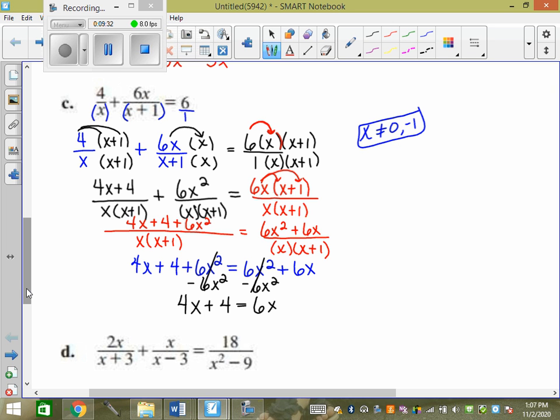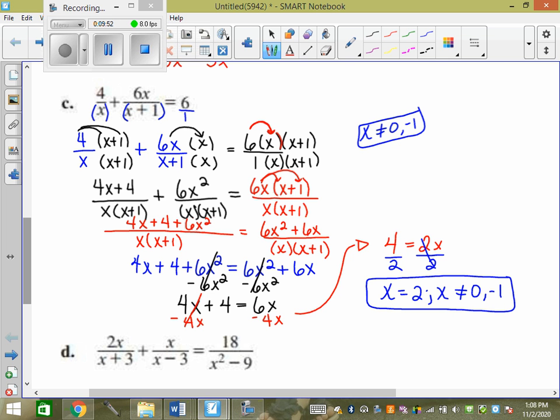So I'm going to subtract 4x, and I get 4 equals 2x, divide by 2, x equals 2. x cannot equal 0 and negative 1.